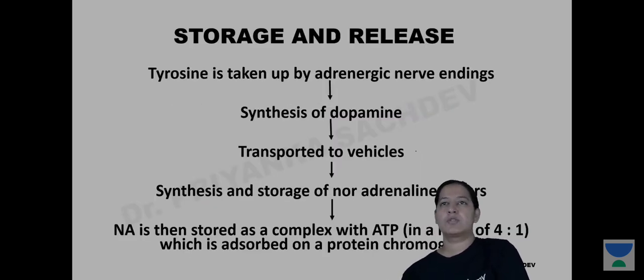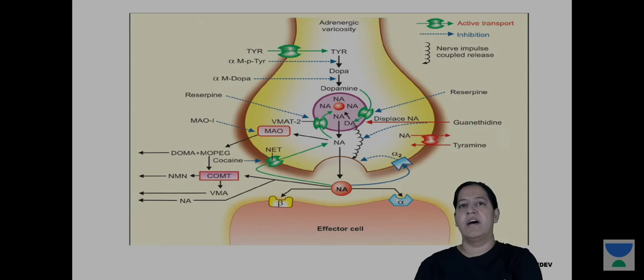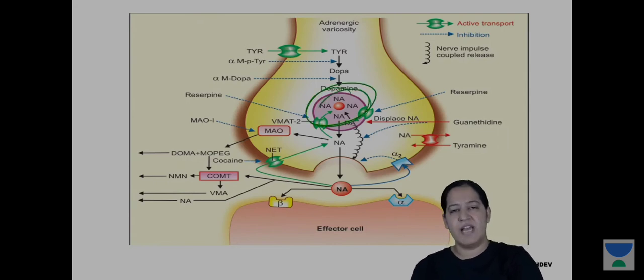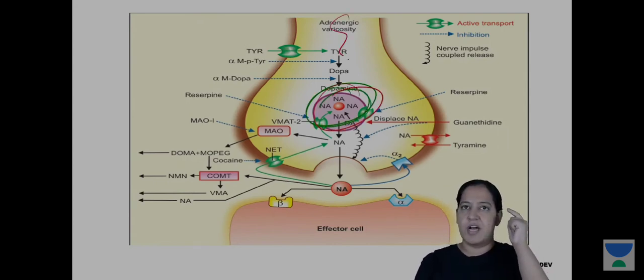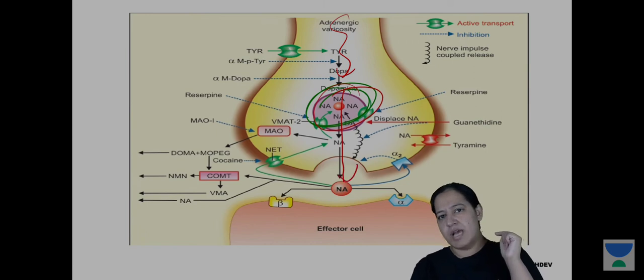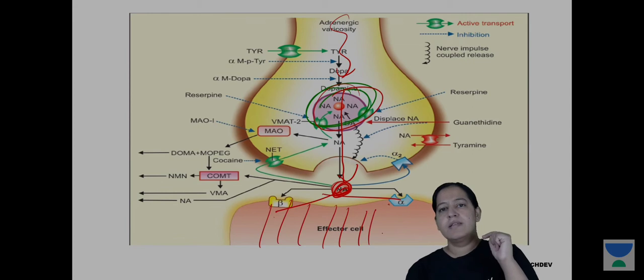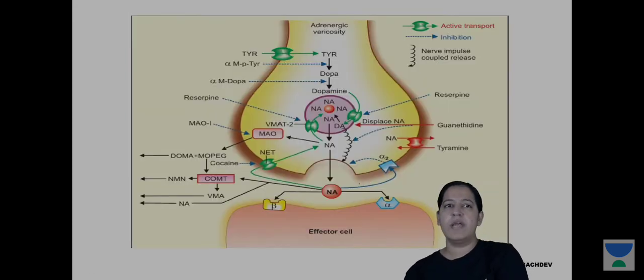So how is it stored and released? It is stored here in the form of synaptic vesicles, and once a wave of depolarization comes, the vesicle will come here, fuse, and release it. It will bind with alpha and beta receptors present on the organ. This is the affected organ. So this is the whole story.